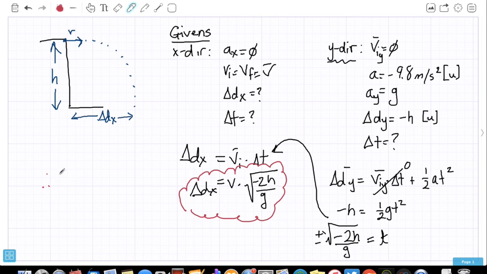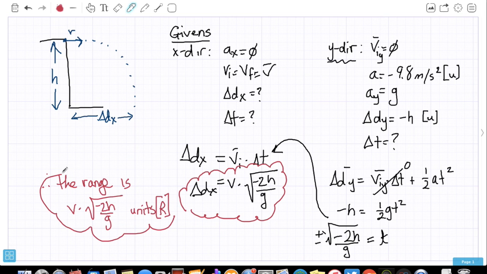So therefore, the range is v times the square root of negative 2h over g, and then you have some kind of units here, probably in meters, and in this case our direction is to the right. There you are.